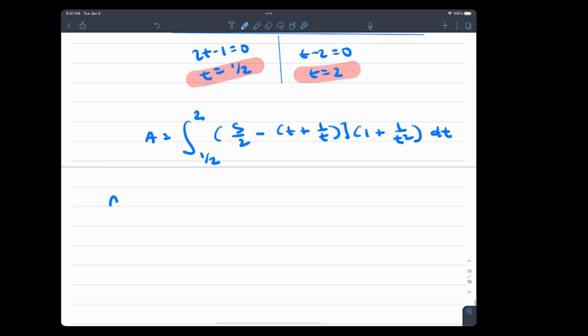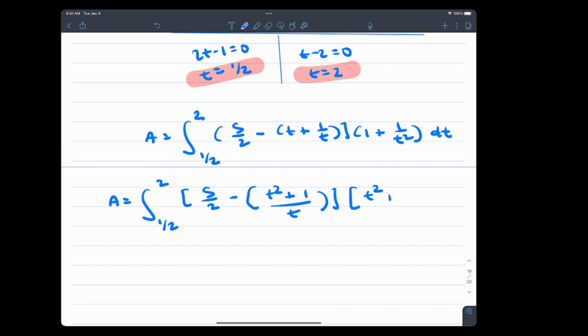And so then you can say, okay, I got that bounded area to be 1/2 to 2. 5 halves minus, maybe you want to write that as t squared plus 1 over t. And then maybe this is also going to be a what? T squared plus 1 over t squared, I guess. dt. Let me double check the algebra. Is that right?